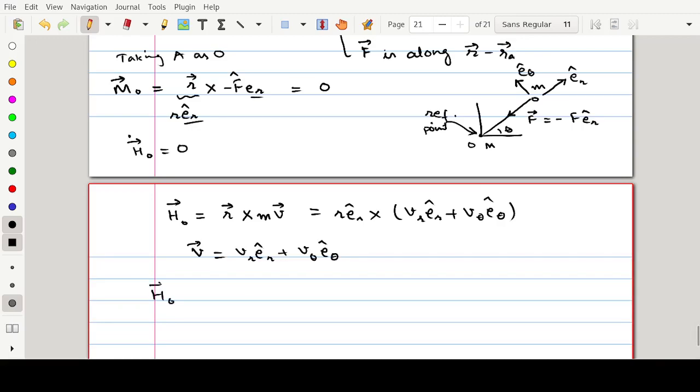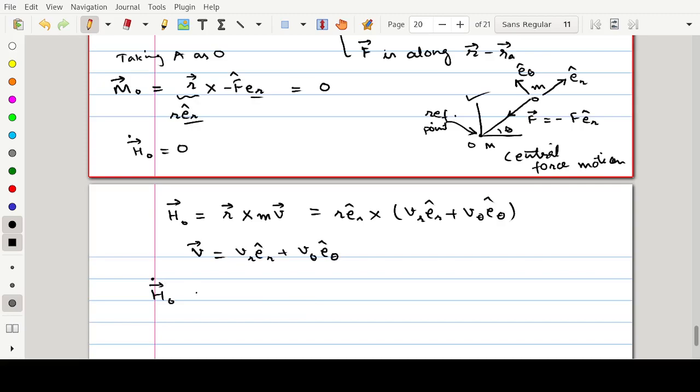Now HO dot is 0 in this case. This kind of problem is called central force motion, when the force is always directed towards the center, just like in the example of gravity. Angular momentum is conserved for central force motion. Linear momentum for the particle is not conserved here, but angular momentum is conserved. Why? Because moment is 0. Why? Because force is along your force arm.